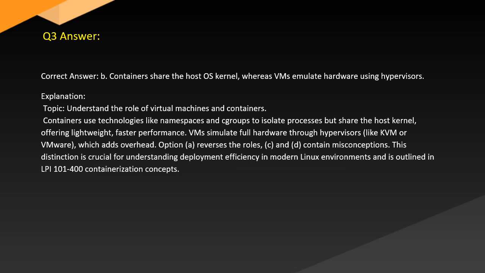Answer. Correct answer: B. Containers share the host OS kernel, whereas VMs emulate hardware using hypervisors. Explanation. Topic: understand the role of virtual machines and containers. Containers use technologies like namespaces and cgroups to isolate processes, but share the host kernel, offering lightweight, faster performance. VMs simulate full hardware through hypervisors like KVM or VMware, which adds overhead.